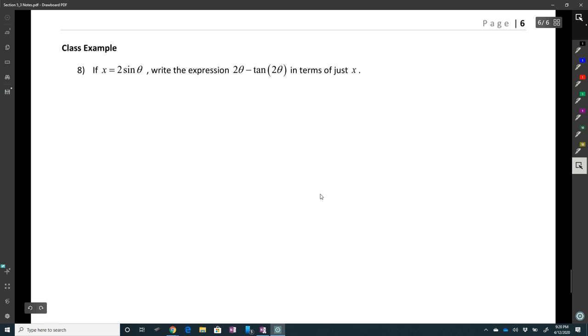So the last example is: if x equals 2 sine theta, write the expression 2 theta minus tangent of 2 theta in terms of just x. So here, this is the same kind of idea where you create your, well, first let's divide the 2 over. x over 2 is sine theta. Sine is opposite over hypotenuse. So here I have my triangle.